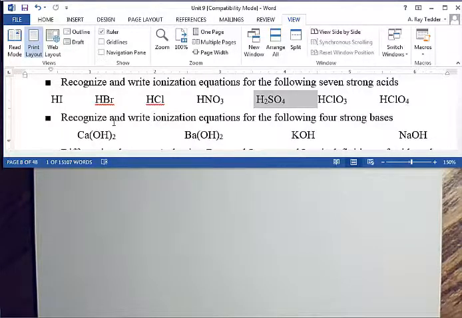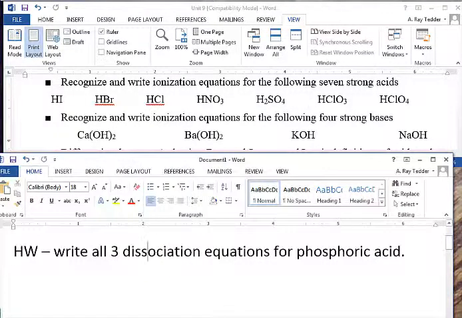Any questions about the terminology there and what it all means? All right. So the homework I want you to do tonight is to write all three dissociation equations for phosphoric acid. Write all three dissociation equations for phosphoric acid.